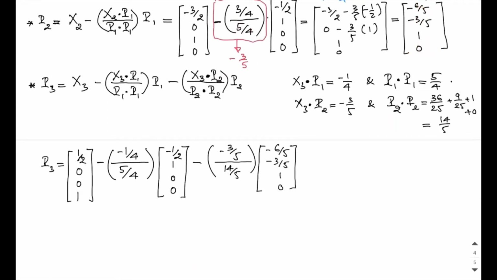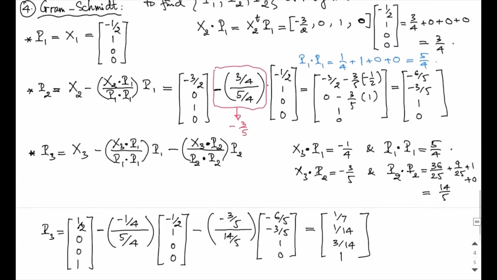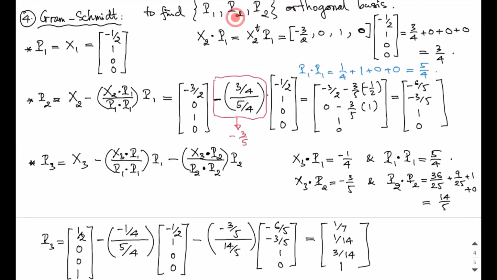All right, so straightforward computation is going to give you P3 being the following 4-tuple: 1/7, 1/14, 3/14, and 1. So we have found an orthogonal basis for W.